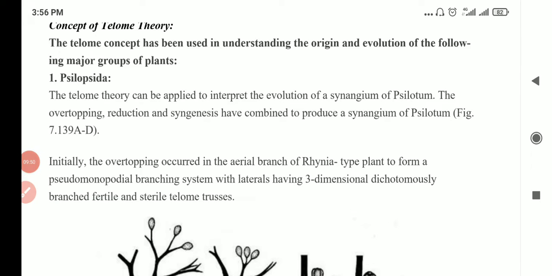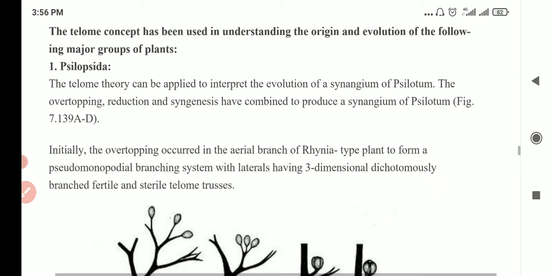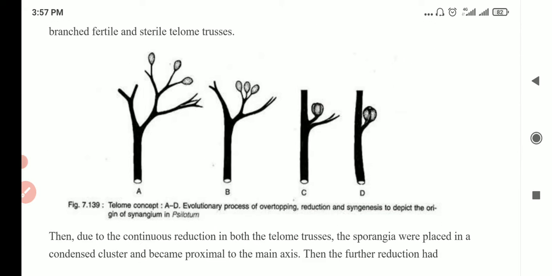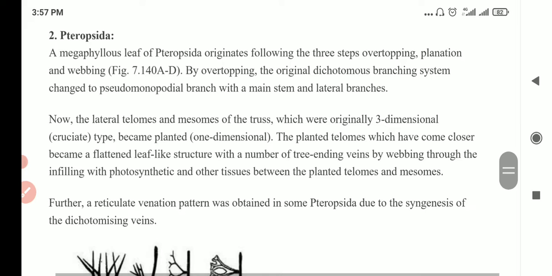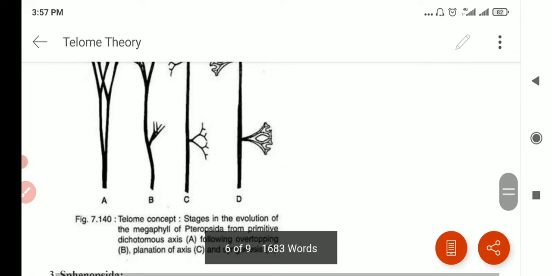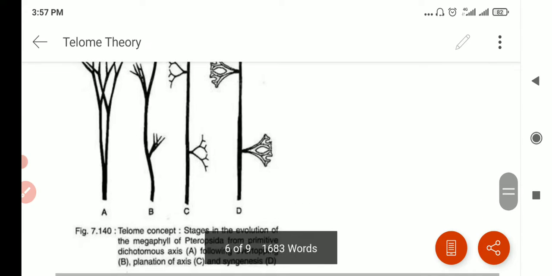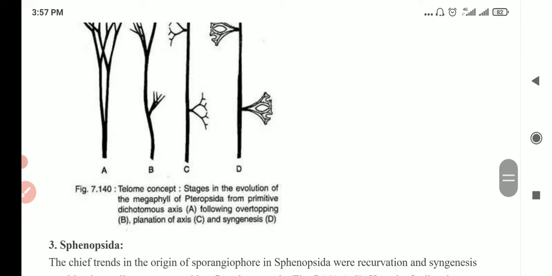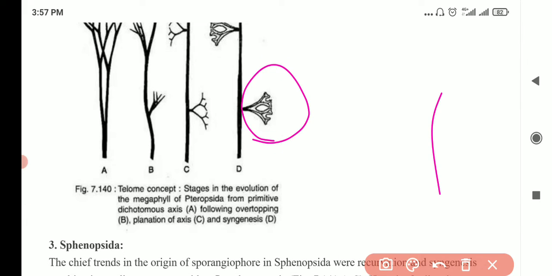So it is just like the rhynia type plant. Then it will follow those steps of overtopping, reduction, and then fusion, as you can see in the diagram. You can explain in your own words from the diagram. Then in Pteropsida also, here are the stages where you can see they are forming the dichotomizing, then they group, then they shorten, and then they become flat, or planation is happening. So here it becomes like a modern leaf.